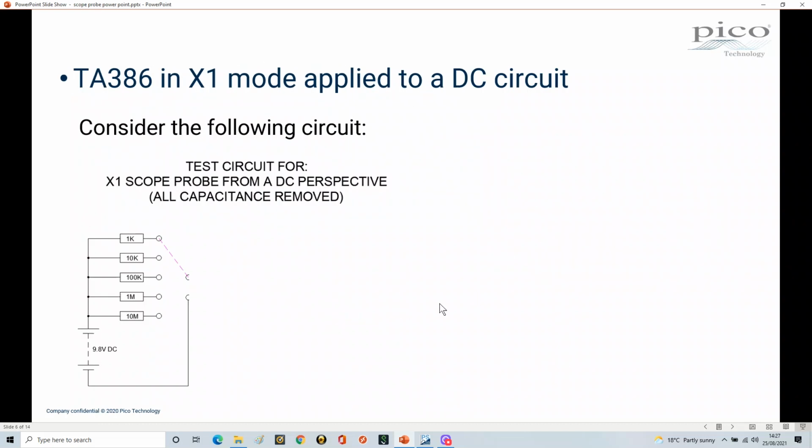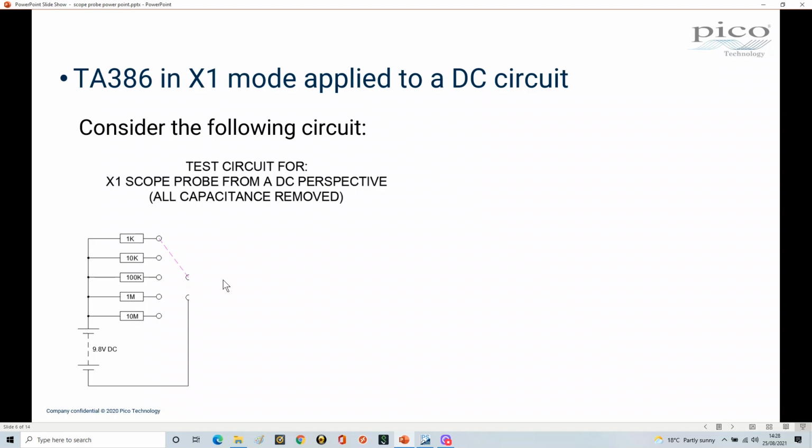So here we have a circuit for testing the DC transfer characteristics of our probe. I've got a power supply here, which is 9.8 volts. The reason for choosing 9.8 will become apparent in a minute. It seems a bit of a strange number, but there was a reason behind it. And here we have a series of resistors: 1K, 10K, 100K, 1 meg, and 10 megs. And we're going to have some test equipment here in a minute.